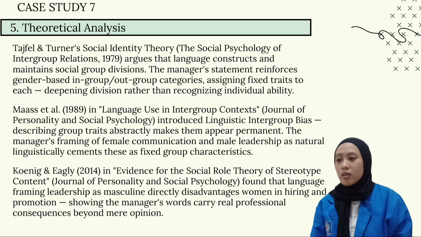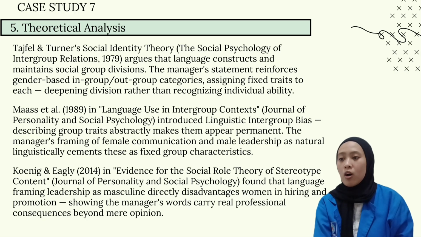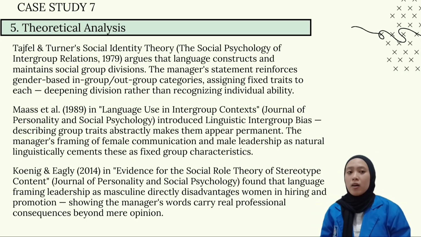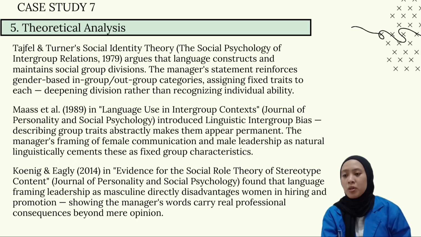According to Tajfel and Turner's social identity theory, language constructs and maintains social group divisions. The manager's statement reinforces gender-based in-group and out-group categories, assigning fixed traits to each, deepening division rather than recognizing individual ability. According to Maass et al., in language used in intergroup contexts, linguistic intergroup bias describes how group traits described abstractly appear permanent. The manager's framing of female communication and male leadership as neutral linguistically cements this as a fixed group characteristic.